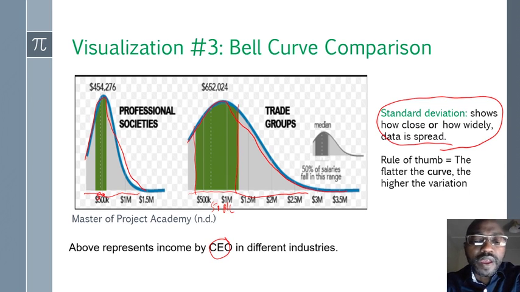The rule of thumb here is obviously that the flatter the curve, the higher the variation, which means you have a wider range of people falling around that average mean. So let's go.